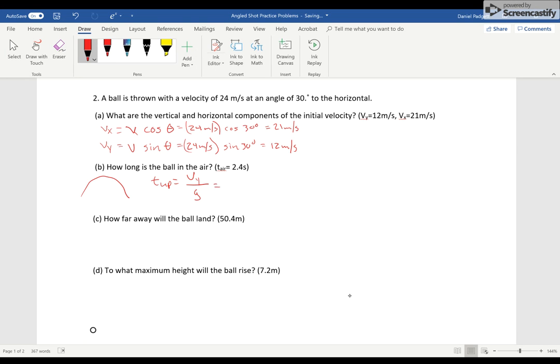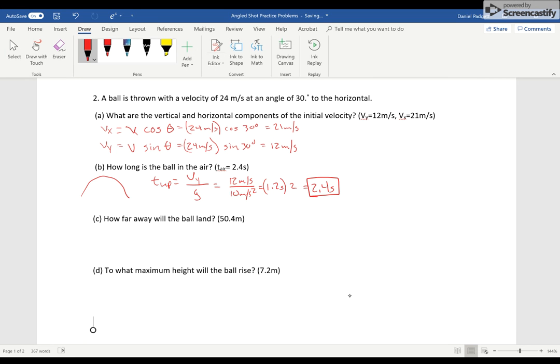So Vy is going to be 12 meters per second. G, again, is 10 meters per second squared. So that's going to be 1.2 seconds to get to the top. And since we're making the assumption we're going to go from ground to simplify the problem, this will be a 2.4 seconds that we'll spend up in the air.